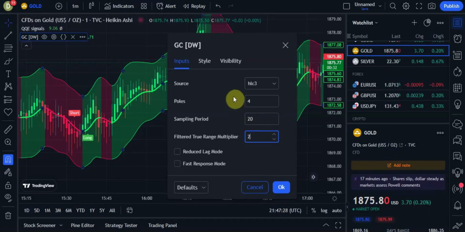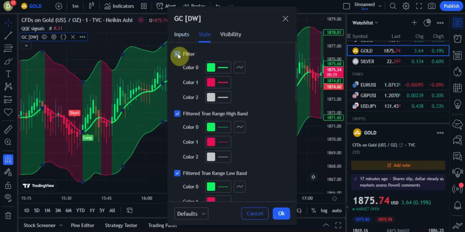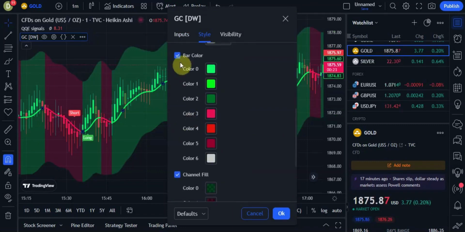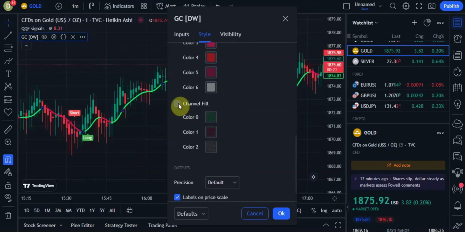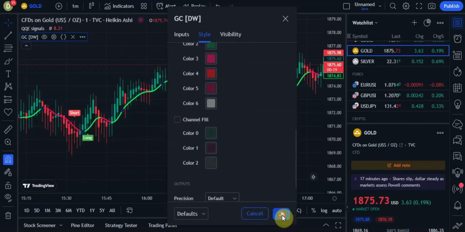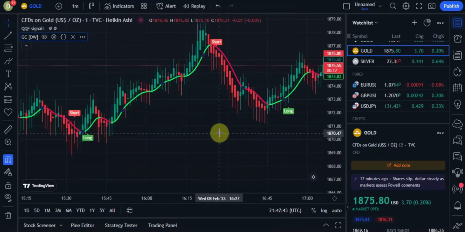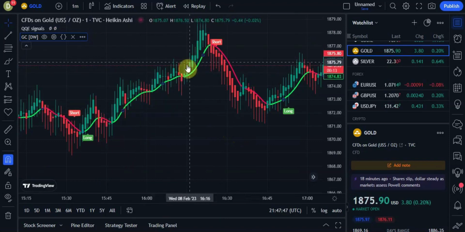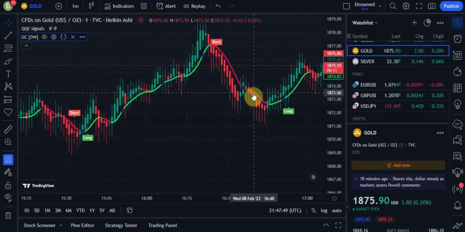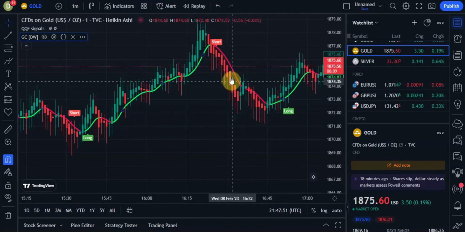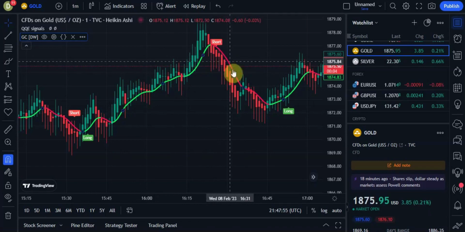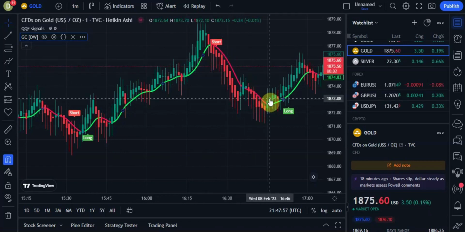And then let's go to style. We're going to leave this first box that says filter checked, but let's uncheck all the other boxes below that one, alright? And then hit OK. So with this indicator, it has a line, and we can see it has a green section and a red purplish section right here. Whenever the line is green, we know we're in the uptrend, and when it's red, we know we're in the downtrend, alright?